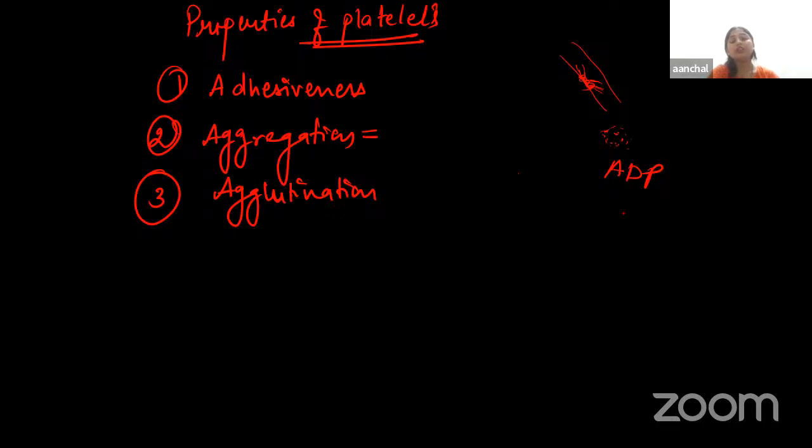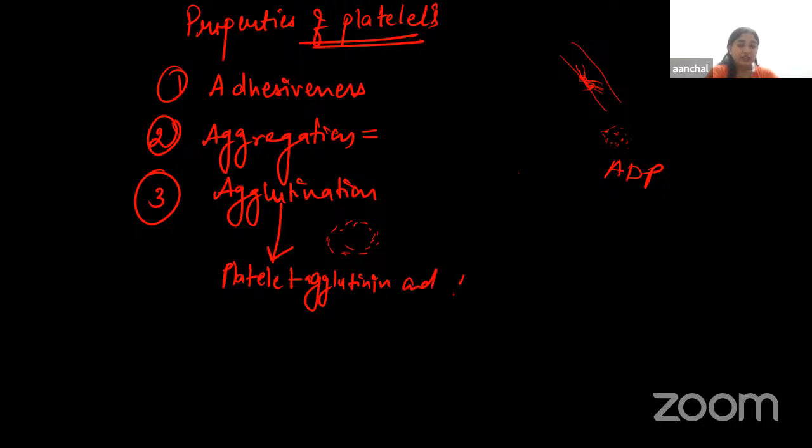Agglutination, as we already know, is the clumping of cells. Here we're talking about platelets, so agglutination is the clumping together of platelets, right? Aggregated platelets are agglutinated by the action of some platelet agglutinins and platelet activating factor. So for the process of agglutination, two things are responsible: first, platelet agglutinin, and second, platelet activating factor, right? So this is all about the properties of platelets.